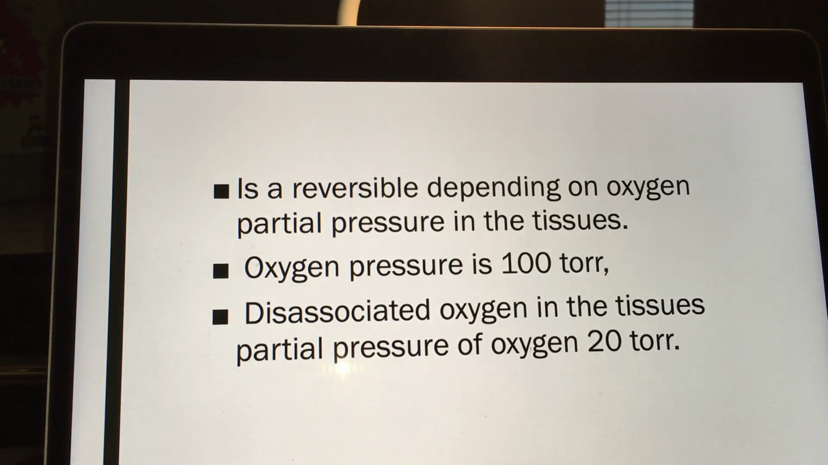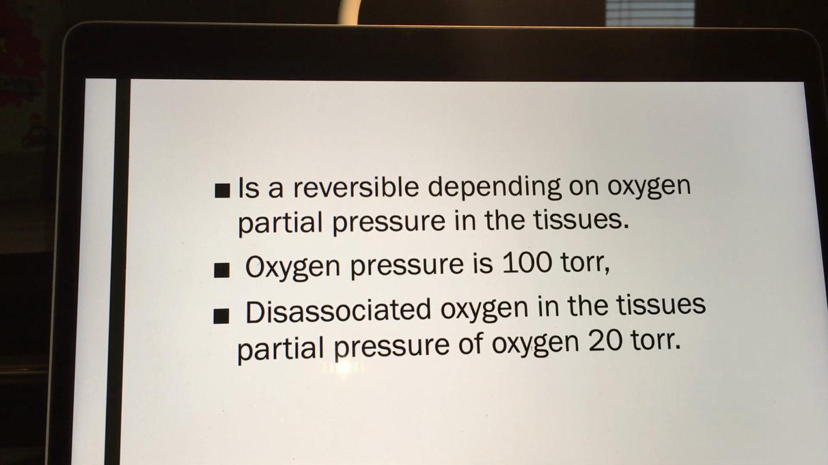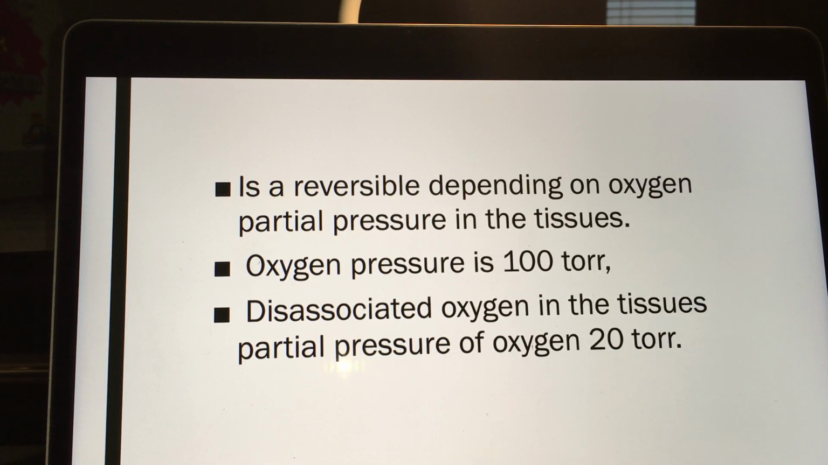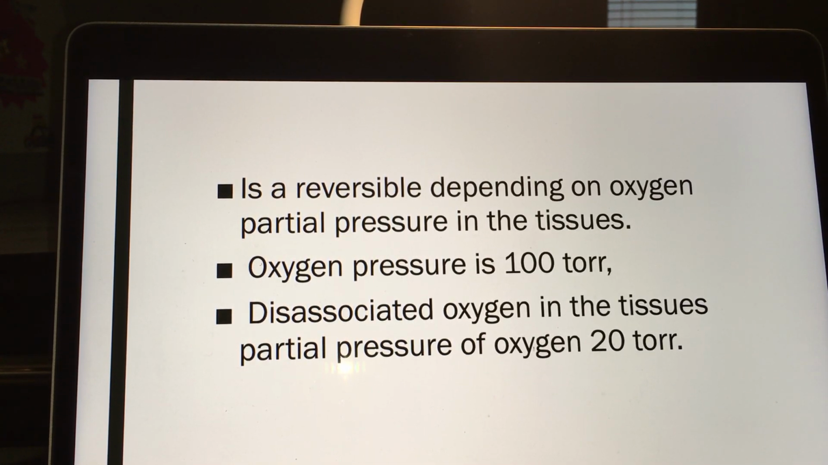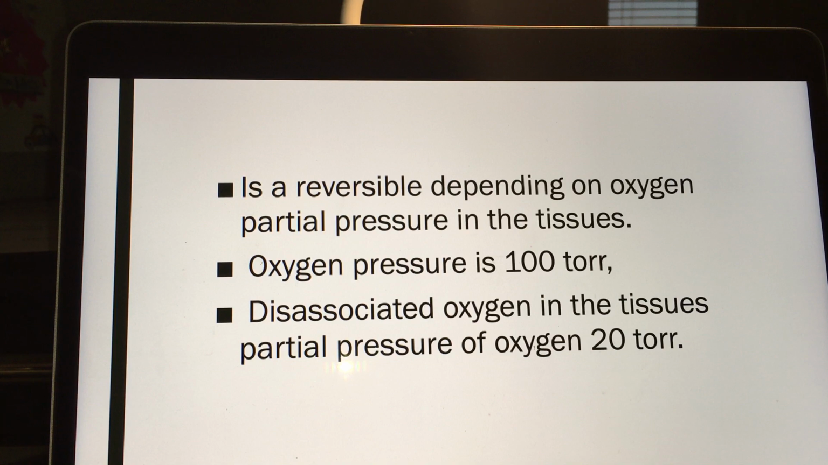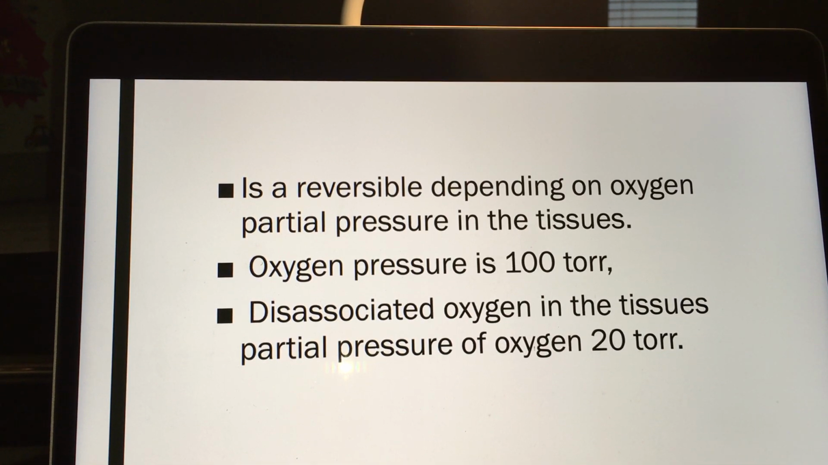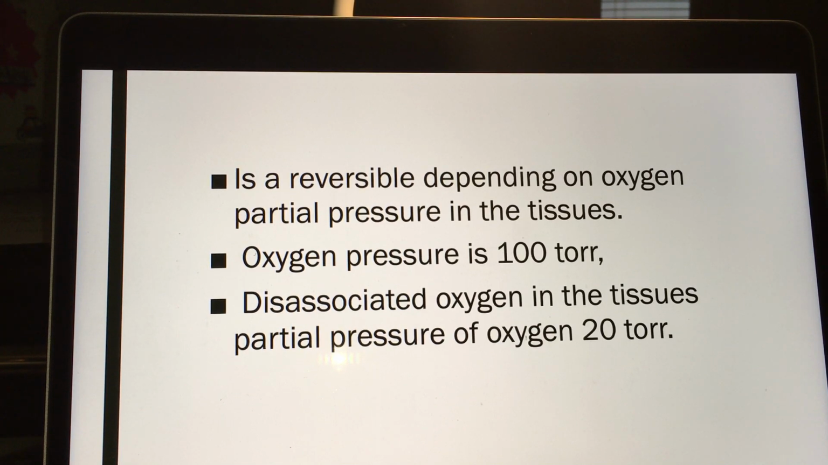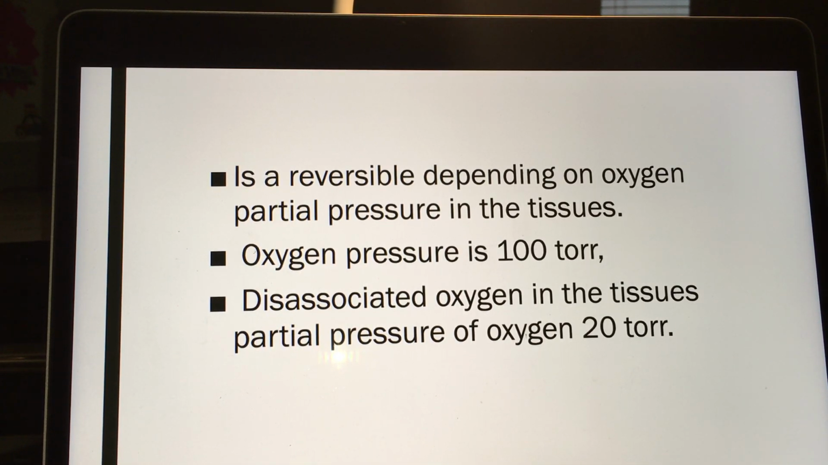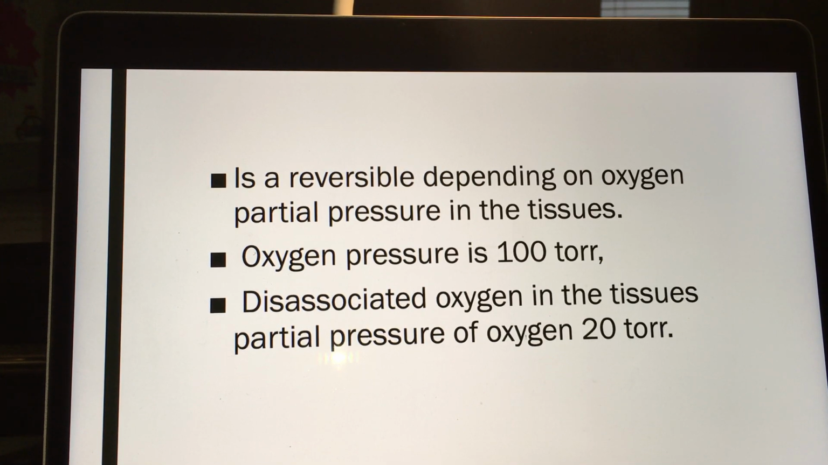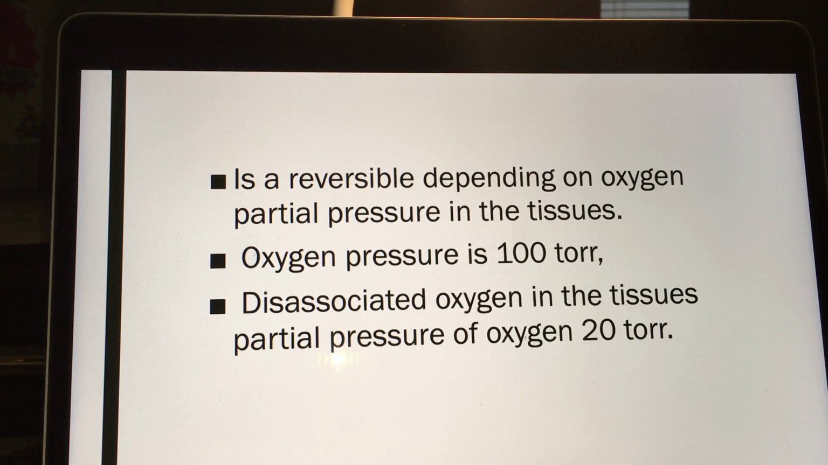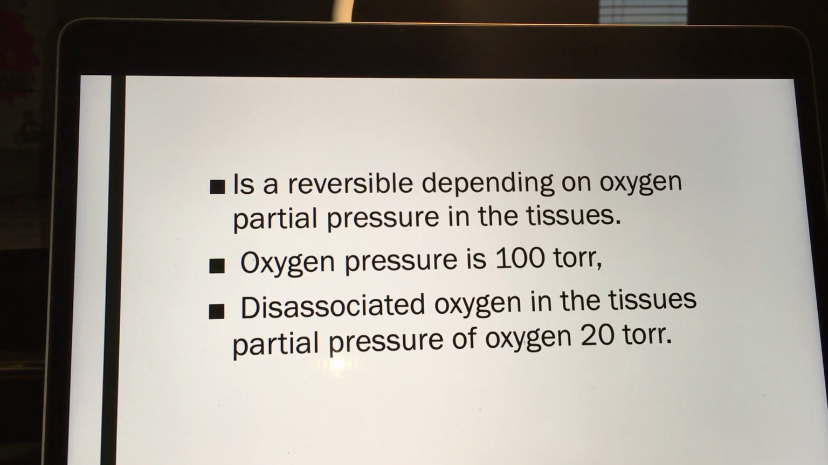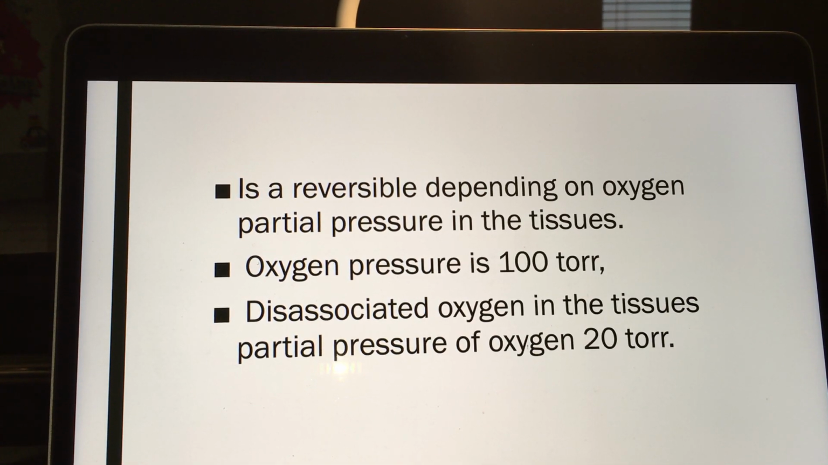This is reversible depending on oxygen partial pressure in the tissues. Oxygen pressure is 100 torr in the lungs. The associated oxygen in the tissues is basically 20 torr. So we can see the difference in partial pressure of oxygen in the lungs versus the tissues. So oxygen binds in the lungs where, again, the pressure is 100 torr, and this dissociates in the tissues where the partial pressure of oxygen is 20.